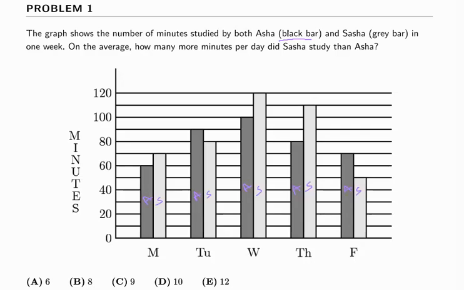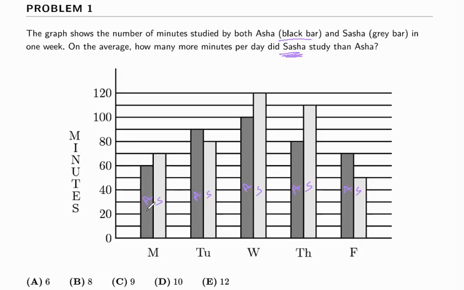So we are actually finding the average of how many more minutes per day did Sasha study than Asha, okay? So we may find the difference between each day and then take the average from there, or we can just add the total number of study by each person and then see the difference, and we can take the average after, which is also fine. But I'll take the difference first. You know, the difference between these two, since we are looking for Sasha, right, which is the S.